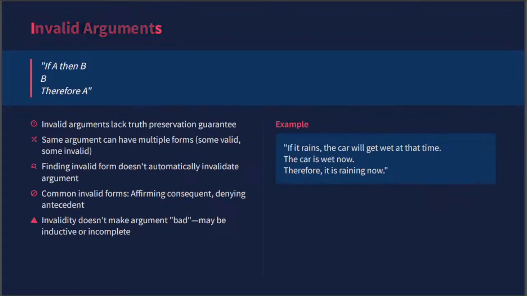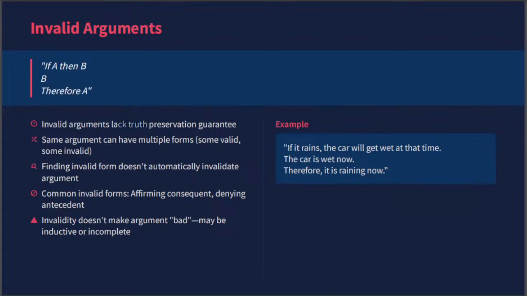So now we're on to invalid arguments. If A, then B. B, therefore A. Oh, wait a second. So if A is true, then B is true. B is true. Therefore, A is true. It's a little bit of circular reasoning here, isn't there?